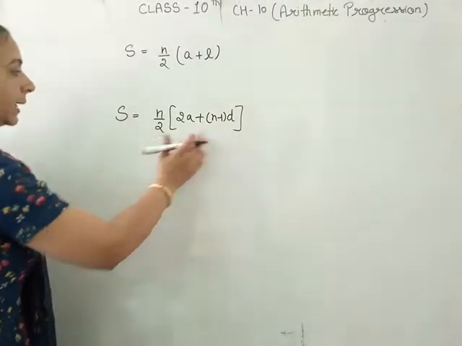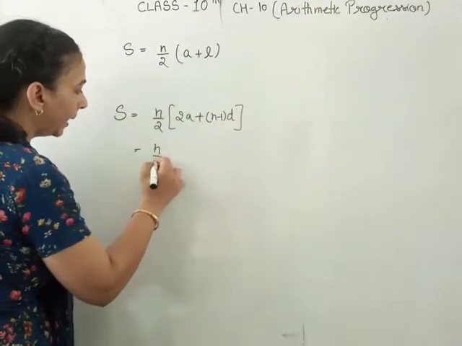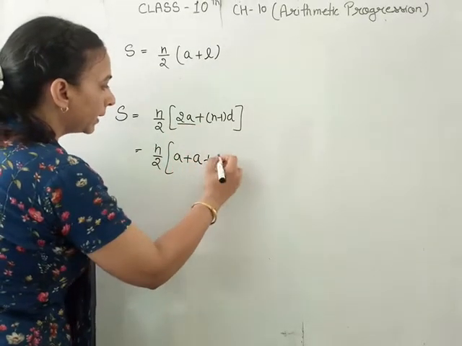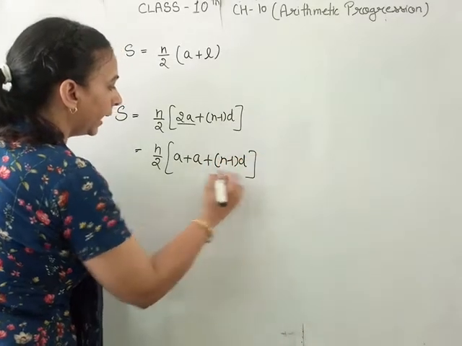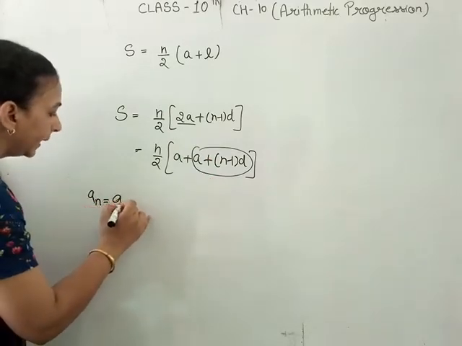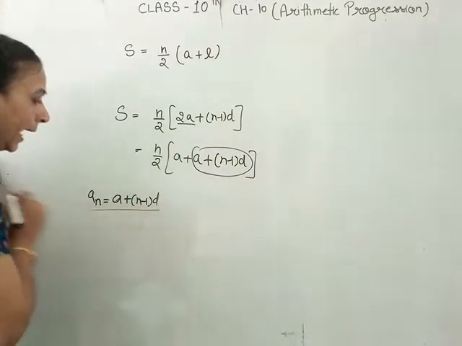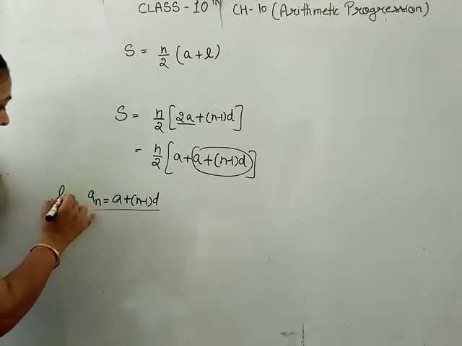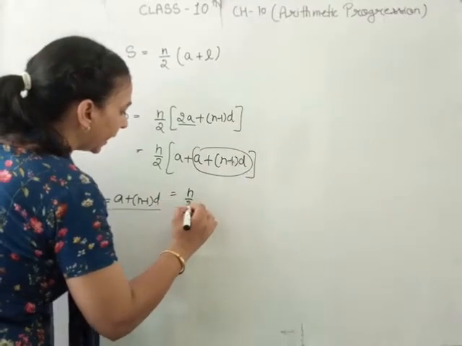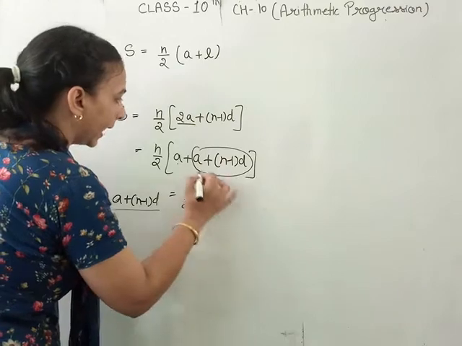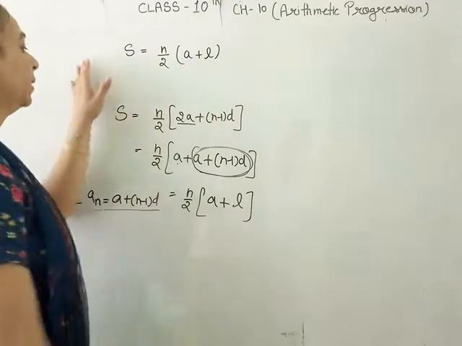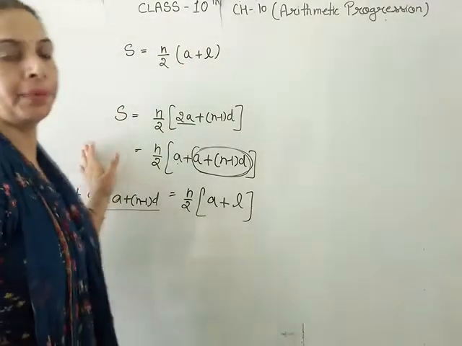This is the same as n by 2 into (2a plus (n minus 1)d). And what is this? This is the nth term, a plus (n minus 1)d, and we say the nth term is the last term. So we write n by 2 into a as it is, and in place of this we write the last term, and this is the same. We use these two results for finding the sum of n terms.